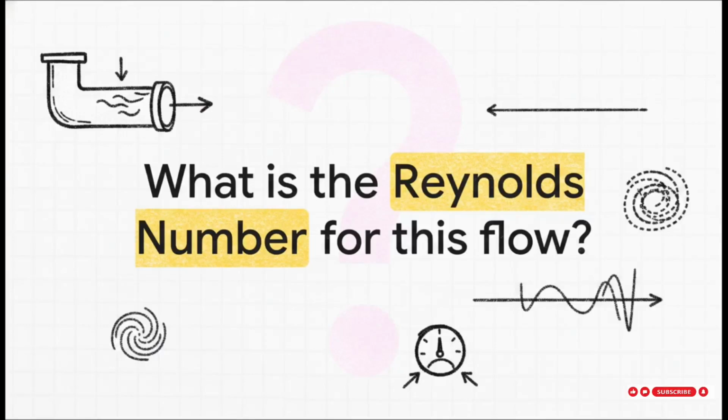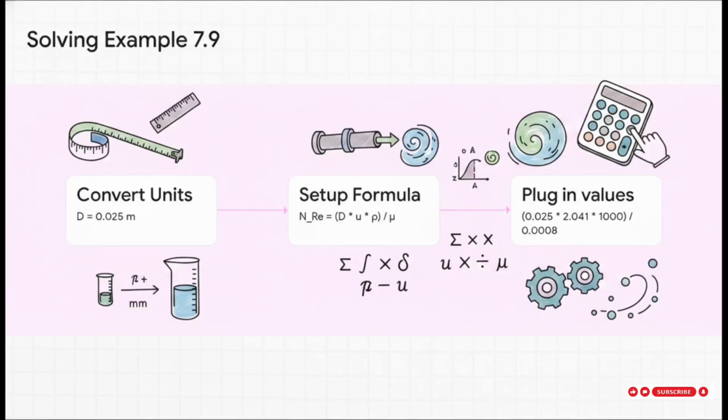Let's apply this as a practical tool and tackle a classic problem you definitely see on a test. Here's example 7.9. We've got water flowing through a 25mm pipe at a speed of 2.041 meters per second. The density is 1,000 and the viscosity is 0.0008. The question is straightforward. What's our Reynolds number? Let's walk through the steps.